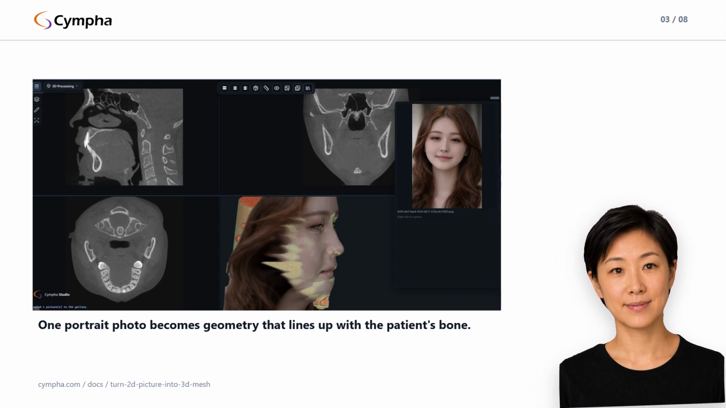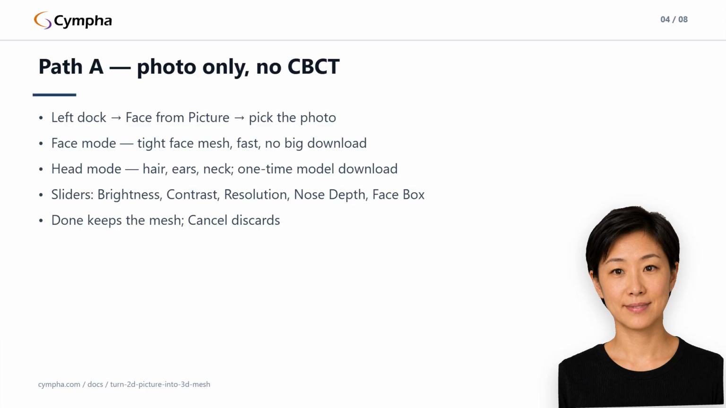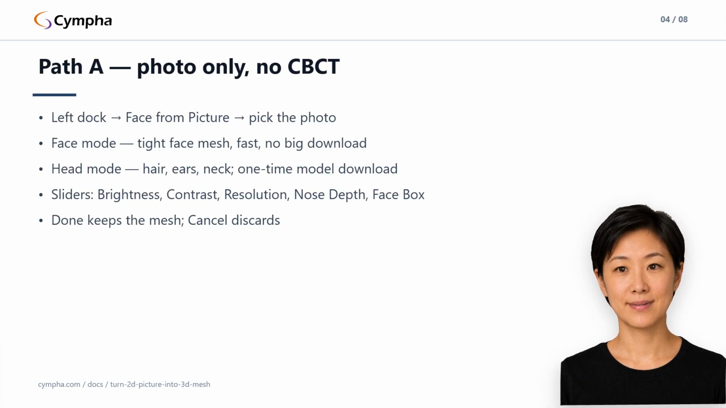Face builds a tight mesh of the face only, from facial landmarks detected on the device, no large download, fast and clean for smile design and share side work. Head builds a larger mesh including hair, ears, and neck from monocular depth. The first run fetches a one-time model download, cached by the browser after that.